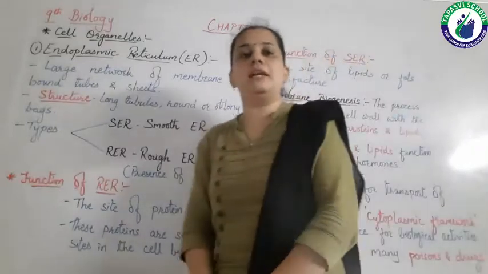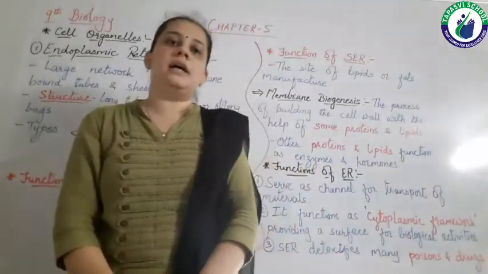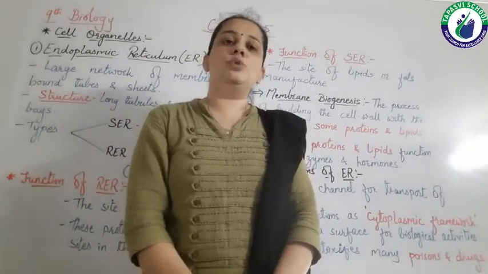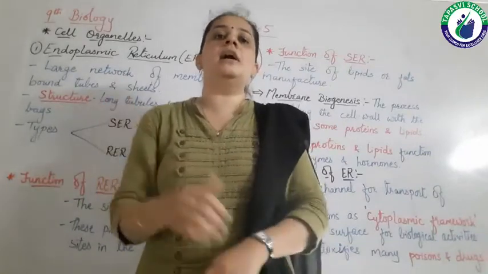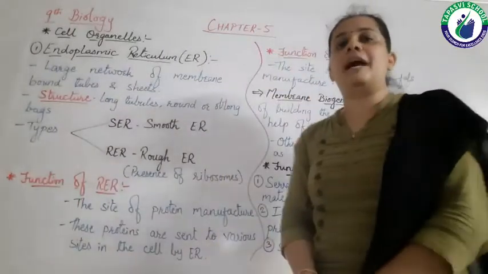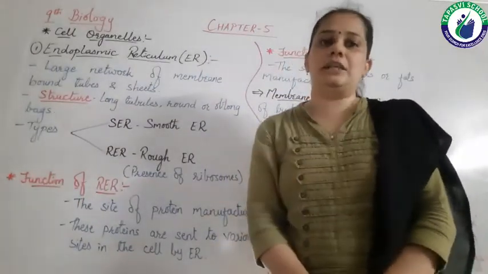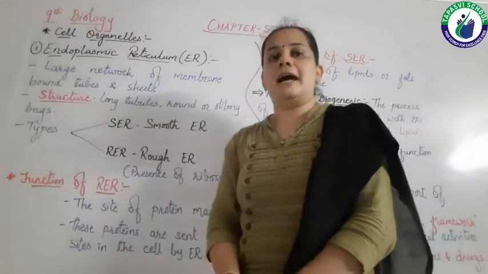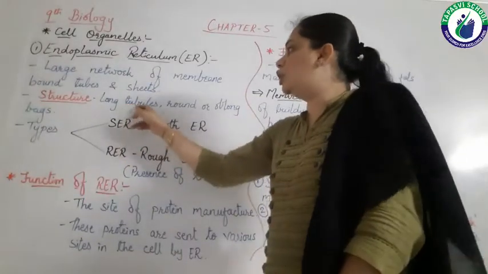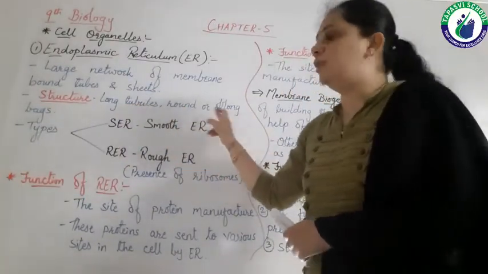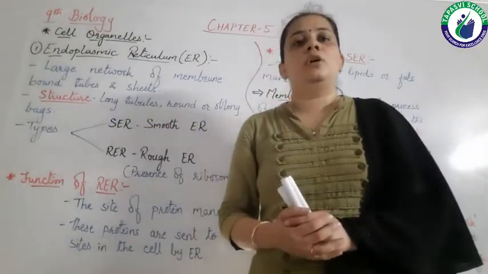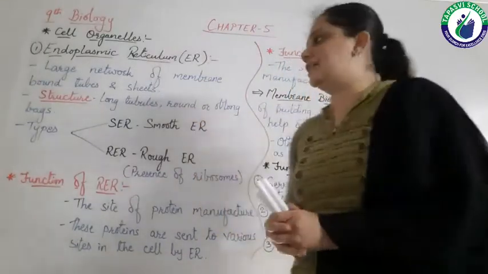If you remember, in 8th standard we drew the animal cell and plant cell. Surrounding the nucleus, the endoplasmic reticulum is present in the form of large tubes or sheets, and it forms a large network-like structure. Its structure is like long tubules, round or oblong bag-like structures.